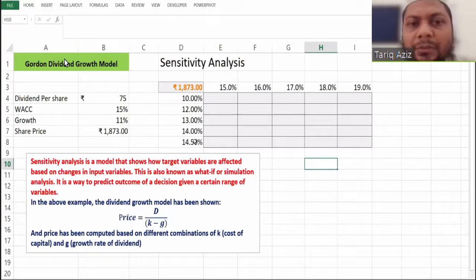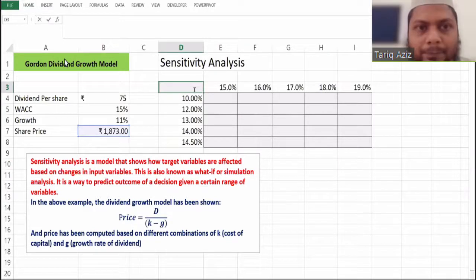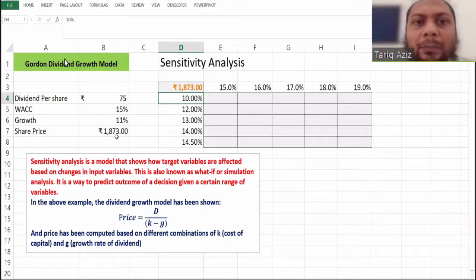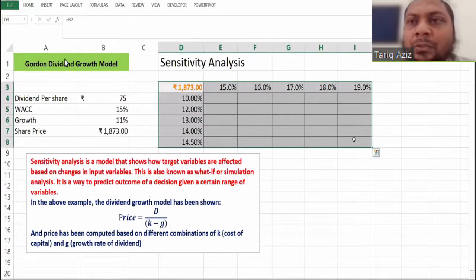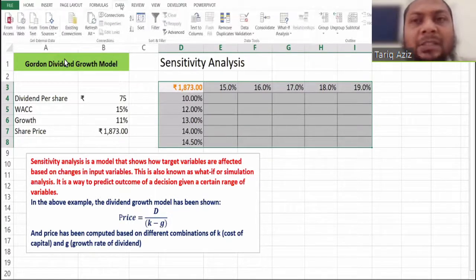So first we will type these dividend growths and cost of capital in this row, and then we will provide here the reference of the model, or the model outcome. After providing the reference of the model, we will select this whole table. I have selected this whole table. After selecting this whole table, I will go to the data tab. This is the data tab.